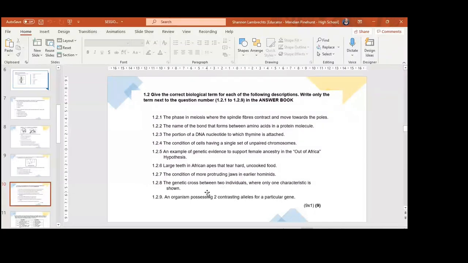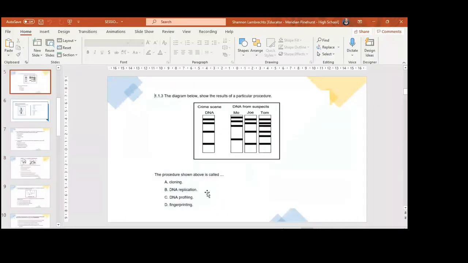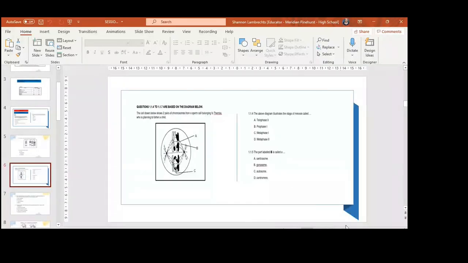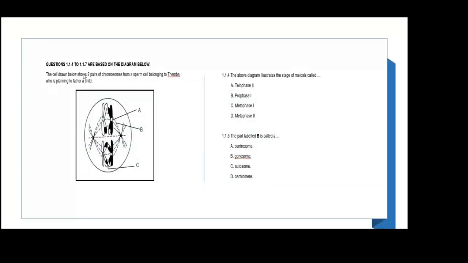Okay, let me just check if there are any questions for 1.2 and 1.1. I see 1.5 is a bit of a contention. Let's go to 1.5 quickly. So here was 1.5. It says the cell diagram below shows two pairs of chromosomes from a sperm cell belonging to Timba, who is planning to be the father of the child. So they're giving you this diagram here. If we label this diagram initially, we know A is going to be your centrum here, B is your spindle fiber, C would be your homologous chromosomes or your bivalent, where they cross over. We don't usually do that anymore or give the answer bivalent. But let's see what the question says.